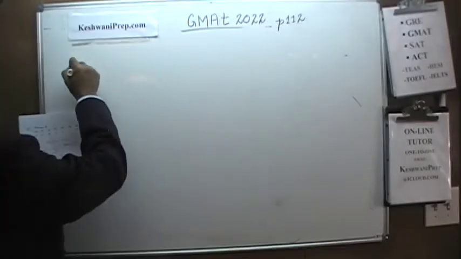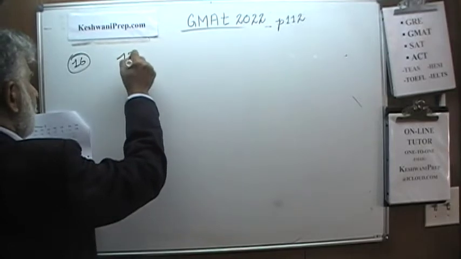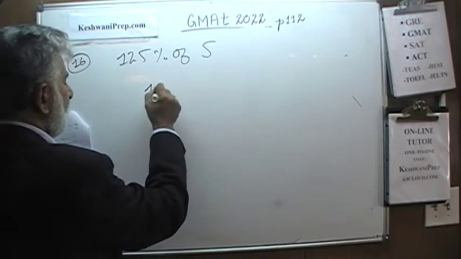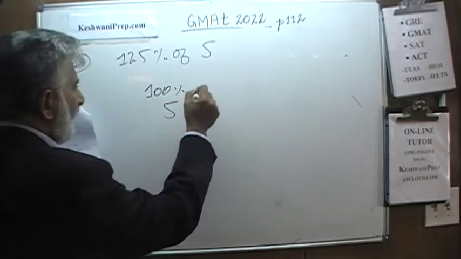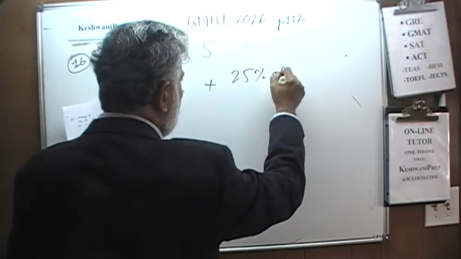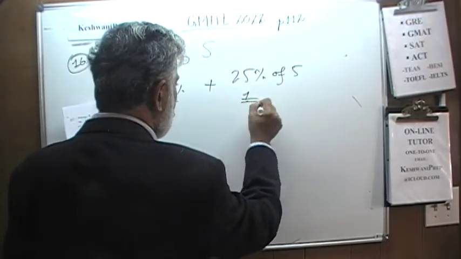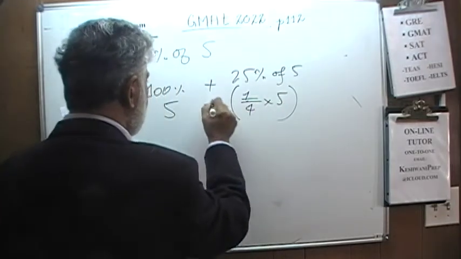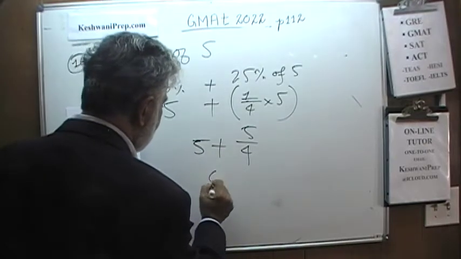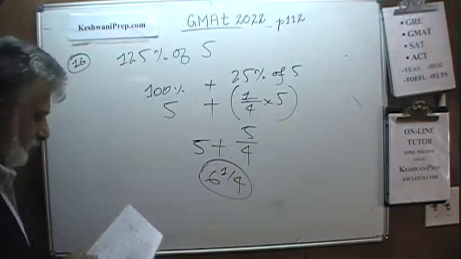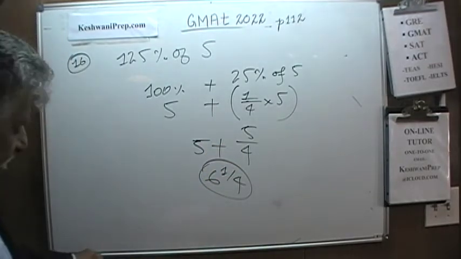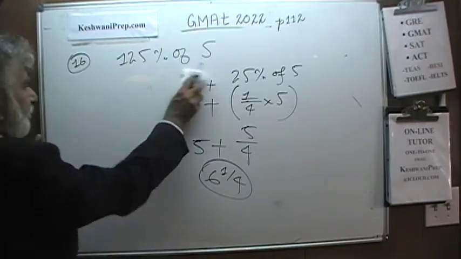Number 16 is simply asking us for 125% of 5. Well, 100% of 5 is 5, and 25% of 5 is simply 1/4 of 5. So that's simply 5 quarters, 5 plus 5 quarters, which is simply 6 and 1 quarter, because 5 quarters is 1 and 1 quarter. That was 16. Let's look at 17.